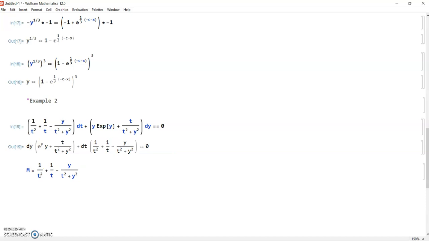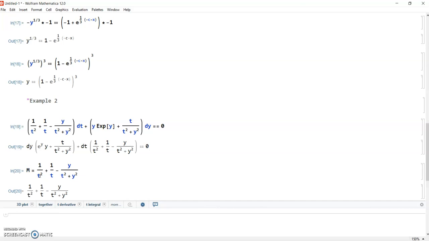The good thing is that we only have to enter the equation once, and then various parts of the equation you can copy and paste, so you don't have to type every time. So I take this M function, which is the same as the x function in the dx dy case. For the exactness, you take a derivative of the M function with respect to the other variable. So in this case, I will need to take the derivative of this function.